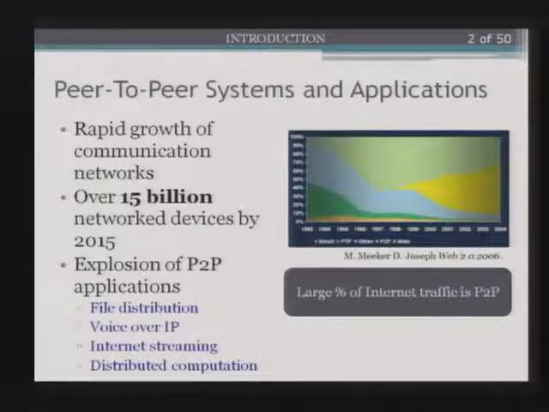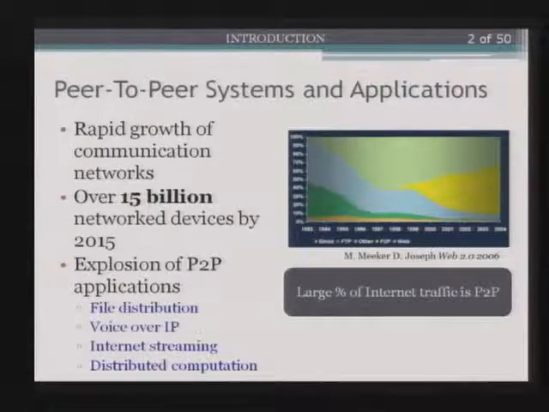So along with this explosion in the number of devices and the interest in networking in general, there's been a large growth in the number of peer-to-peer applications. There's file distribution such as BitTorrent, voice over IP such as Skype, internet streaming such as ESM and PPLive, as well as distributed computation such as Folding@home. If we look at the graph on the right-hand side of the image, we can see that in the year 1998 there was almost no peer-to-peer traffic. However, by 2004, which is the newest data that we have, nearly 50% of the traffic going across the internet consisted of peer-to-peer traffic.